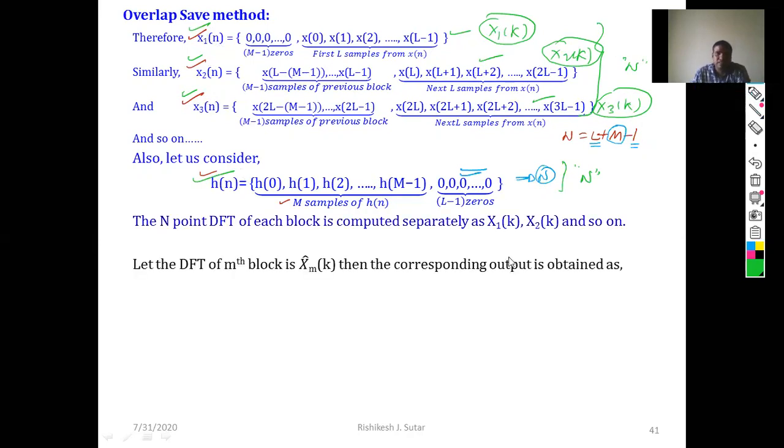So once I got this, let us consider now there are many blocks. It means you have divided the input sequence into many blocks. So let us consider the mth block. Okay, let's consider the DFT of the mth block is X m cap of k. I have written here cap. So X m cap of k. Then the corresponding output would be like this.